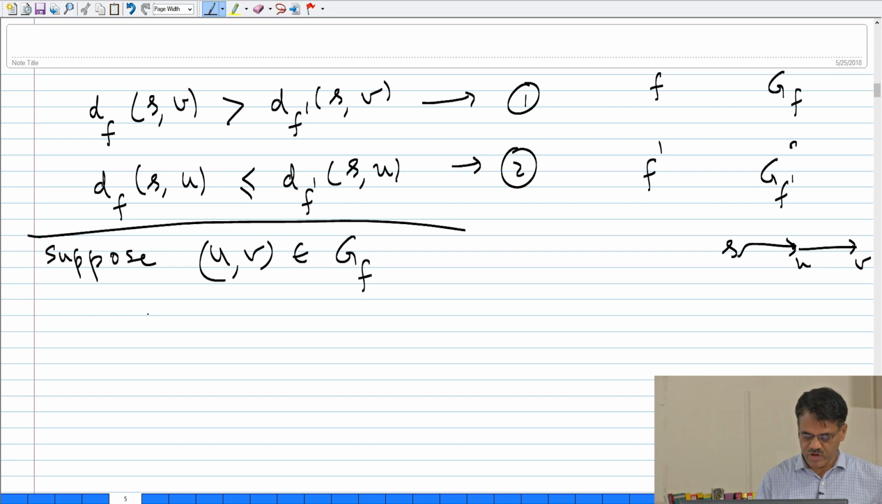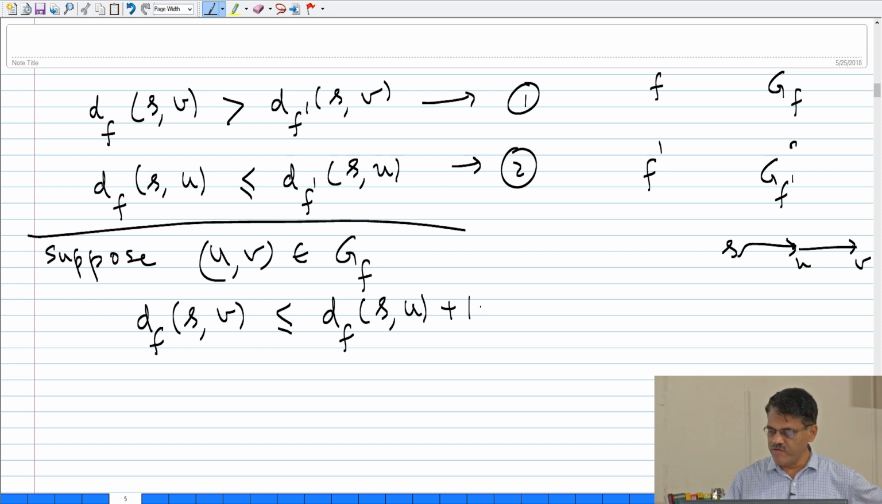So, in F, the length of the path from S to V then is less than or equal to, right. So, in F, suppose the edge UV was there, then the shortest way to reach from S to V may or may not go through U, but if you look at the shortest path from S to U and you add 1, that is one way, but maybe it is even better. So, distance from S to V in F is less than or equal to distance from S to U in F plus 1.